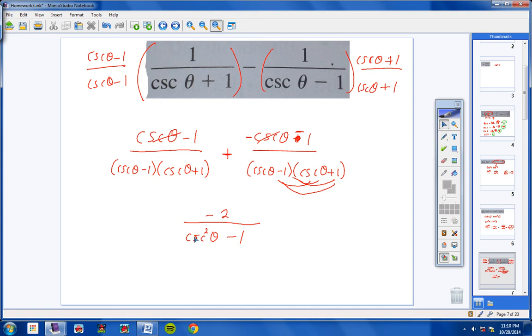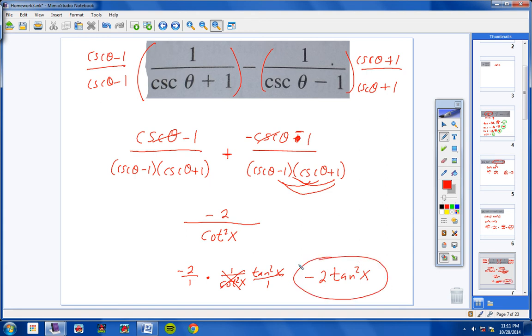Okay, so cotangent squared. Alright, now of course to finish up, really I have negative 2 over 1 times 1 over cotangent squared. Okay, that's pretty simple. And 1 over cotangent squared is really just tangent squared. So I end up with negative 2 tangent squared x. Okay, there we go. That's the simplification of number 21, I believe it was.